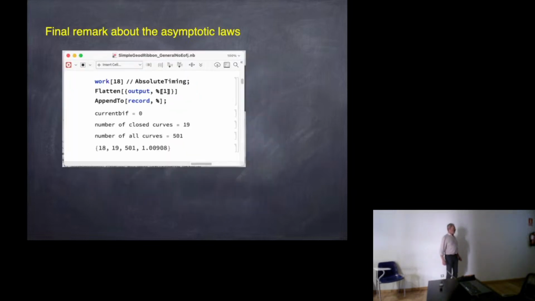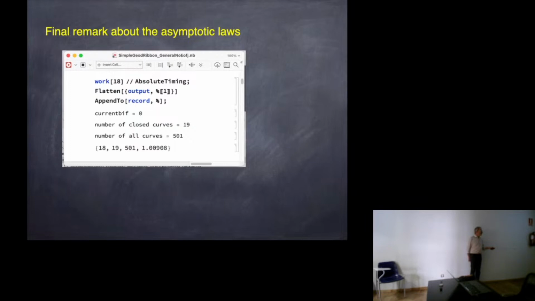So this is a screenshot of Mathematica. Work 18 means that Mathematica had the task to draw all the geodesics, or the simple curves, that have 18 strands. I was also interested in the absolute timing, and current beef doesn't mean anything right now. The number of closed curves that it detected was 19.